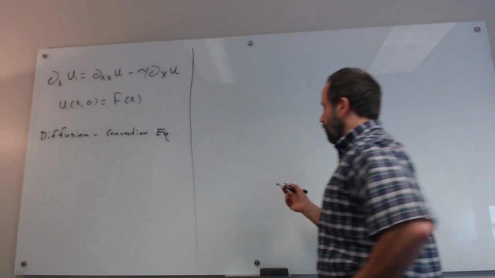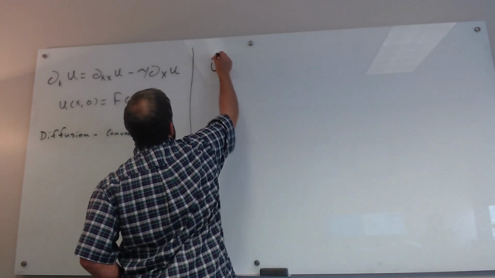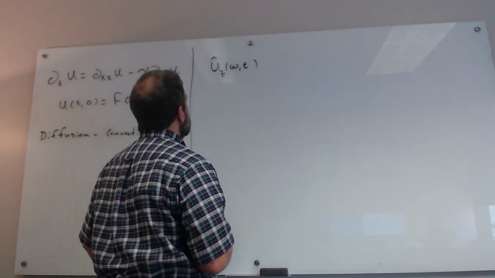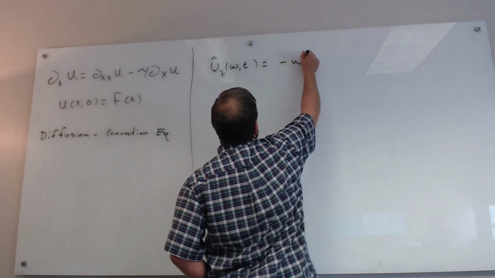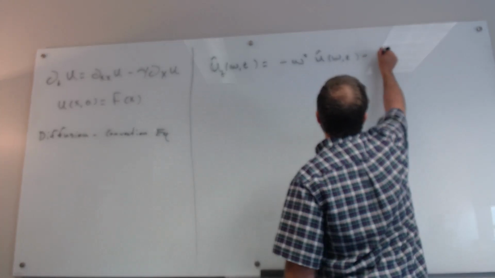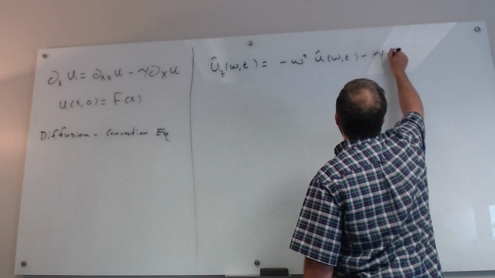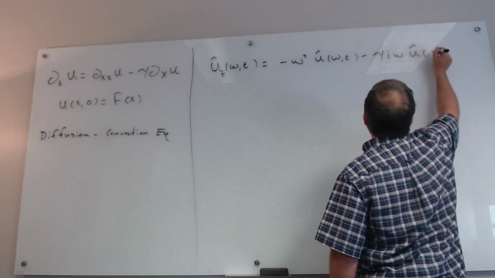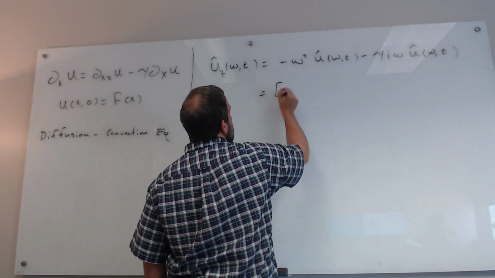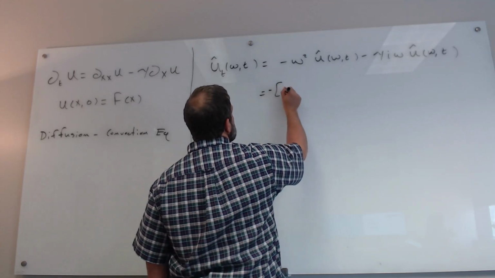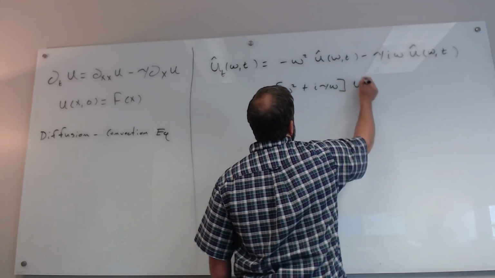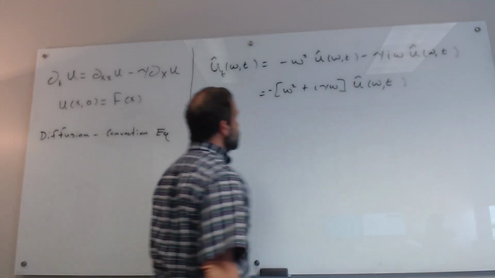So first, I'm going to take Fourier transforms of both sides, and when I do that, I'm going to get the t derivative of the Fourier transform of u, as a function of omega and t, on the left-hand side. And on the right-hand side, we're going to get minus omega squared times the Fourier transform. And then remember, this part is going to be minus gamma, let me write it like this, minus gamma i omega times the Fourier transform of u. I can combine the right-hand side into one term, and this is going to be equal to minus omega squared plus i gamma omega, times u hat of omega, t.